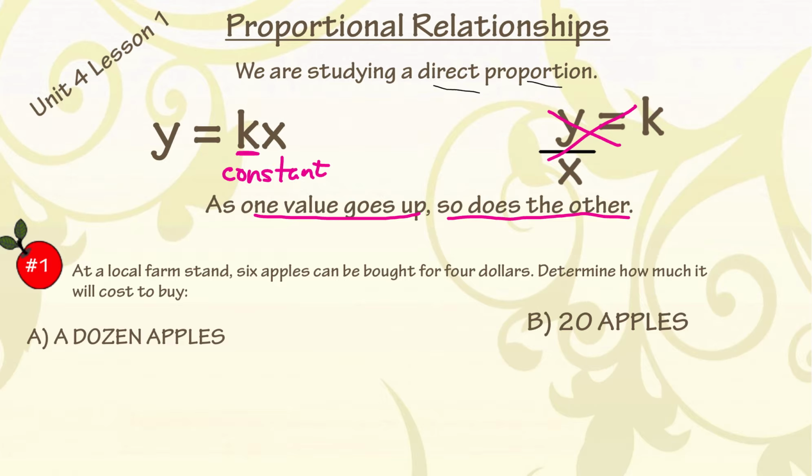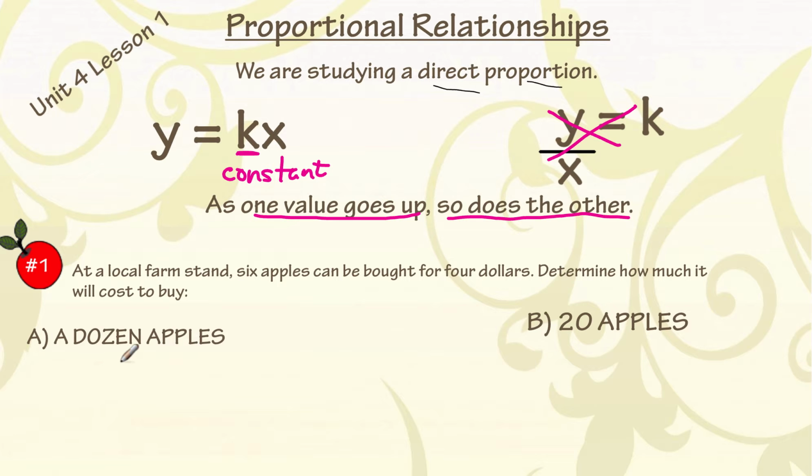So for example here, we're going to talk about buying stuff. At a local farm stand, 6 apples can be bought for $4. Determine how much it will cost to buy a dozen. So, see, the more apples I buy, the higher the price here. This is a direct proportion.